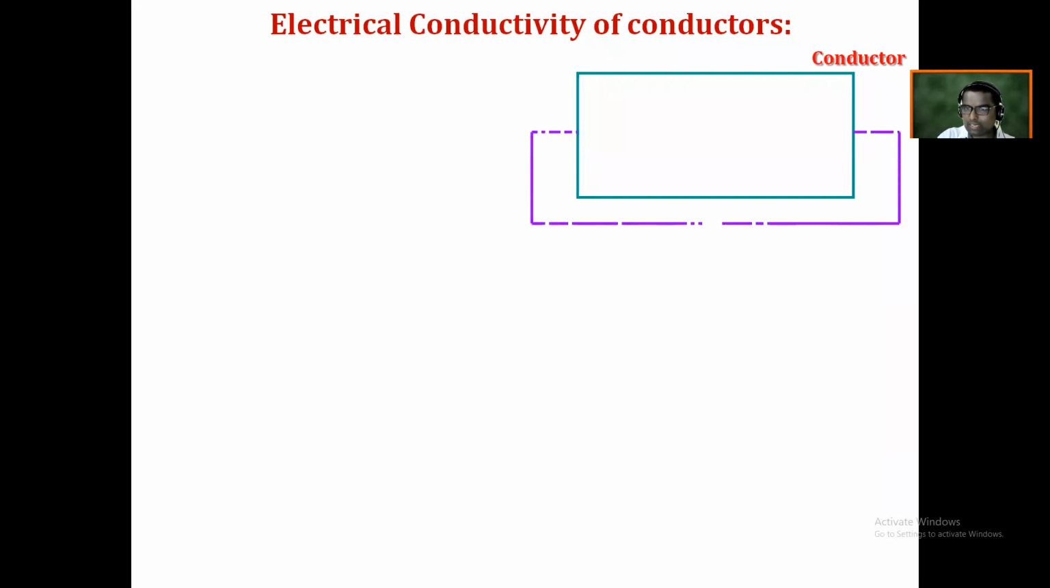So let me try to connect the two ends of a piece of a conductor to a DC energy source through connecting wires. Now these are the connecting wires, and now we just connect the DC energy source in between the ends of that wire. Now this is a symbol of a DC energy source.